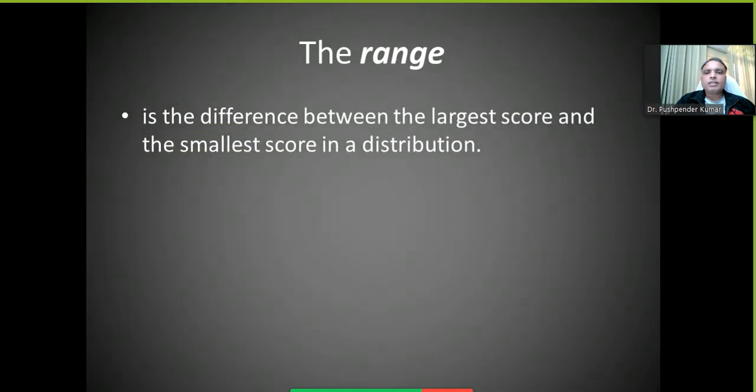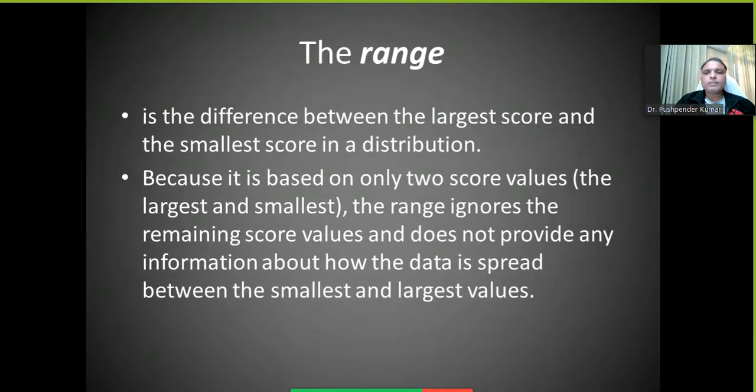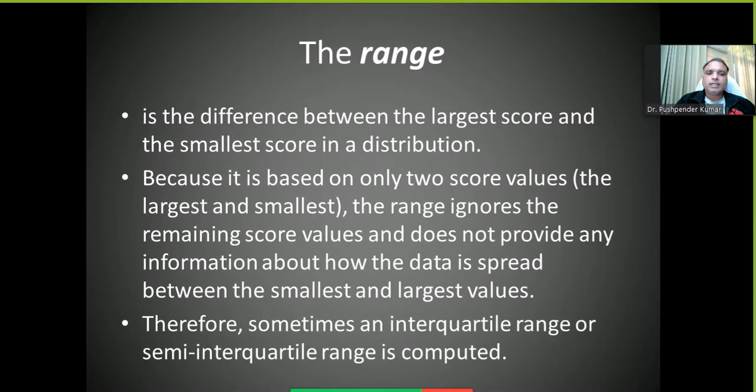Range is the difference between the largest score and the smallest score in a distribution. Because it is based on only two score values, the largest and the smallest, the range ignores the remaining score values and does not provide any information about how the data is spread between the smallest and largest values. Therefore, sometimes an interquartile range or semi-interquartile range is computed.